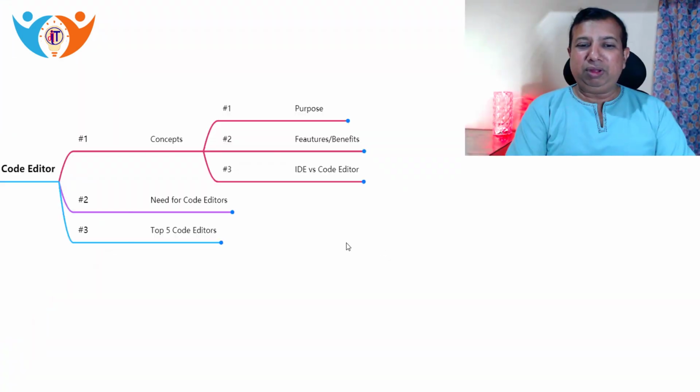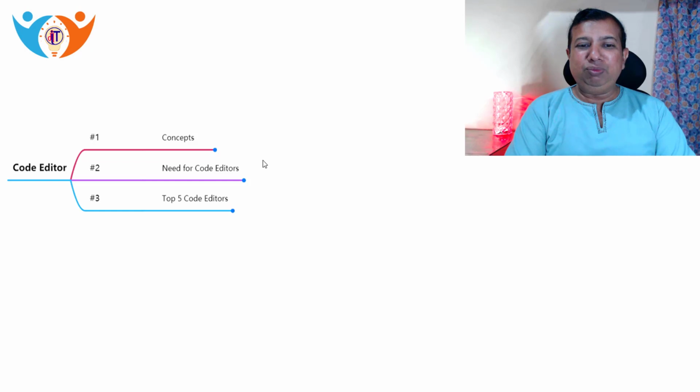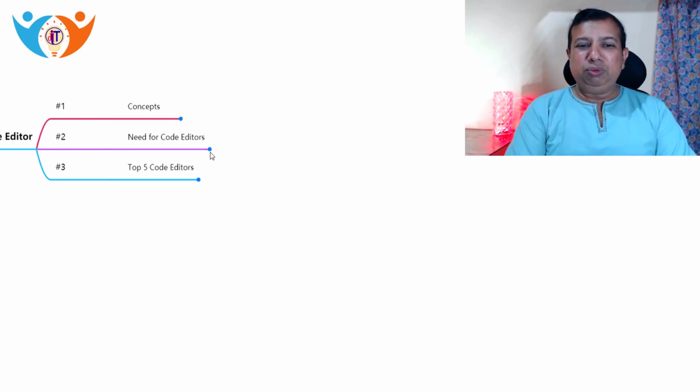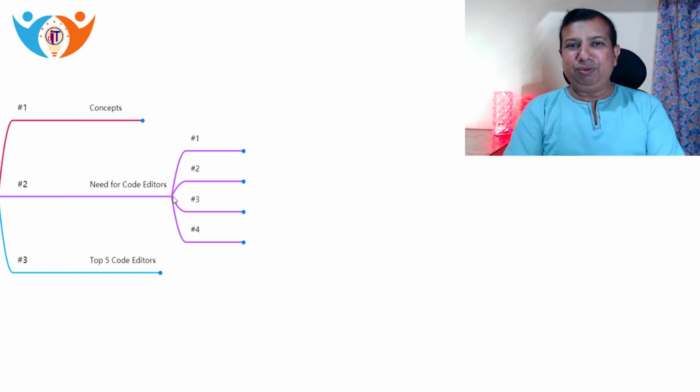So let us jump into the mind map and try to understand why we need code editors. Here you can see in my mind map we have already covered the purpose of a code editor, then the features or benefits of a code editor, and the difference between an IDE and a code editor. Now let us understand the second part, why we actually need code editors. To understand this, we can divide it into 4 different reasons.